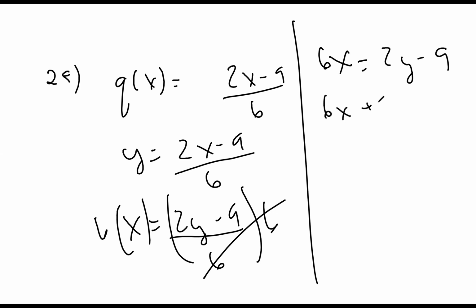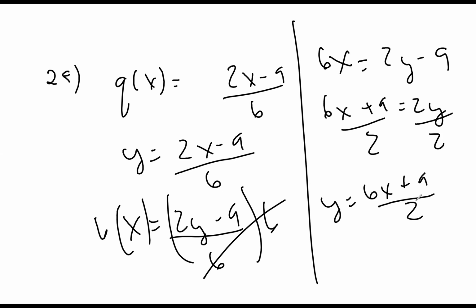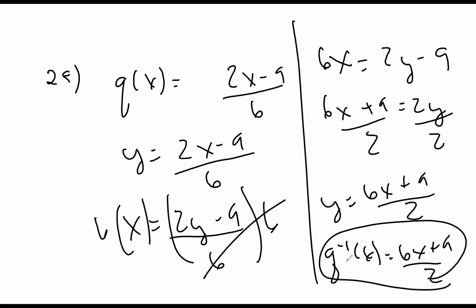Okay, so 6x plus 9. Now what? Divide by 2. Okay, so I'm going to get y equals 6x plus 9 over 2. Okay, now what? Replace it with your q of x. Not just q of x, but q inverse. You're right, that's right. Okay. And then that's it, right? I'm done. Whew, boy, that was a long math class today.